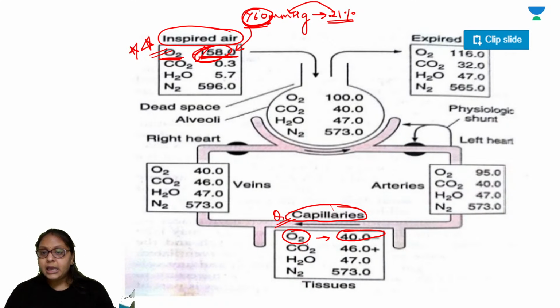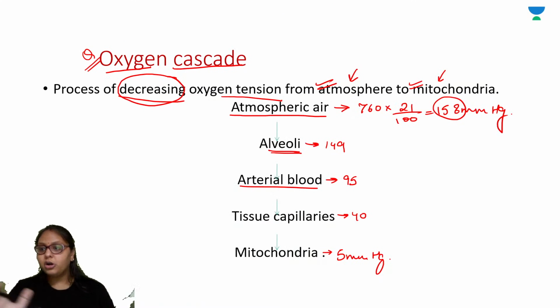मगर हम देखते हैं कि जब तक ऑक्सीजन इंस्पायर्ड एयर से, एल्वियोलस तक आता है, एल्वियोलस से ब्लड में आता है, टिश्यू लेवल तक आता है, इट इज ओनली 40 millimeters of mercury. So why is there decrease in the oxygen tension from 158 to 40? That is because of the oxygen cascade.